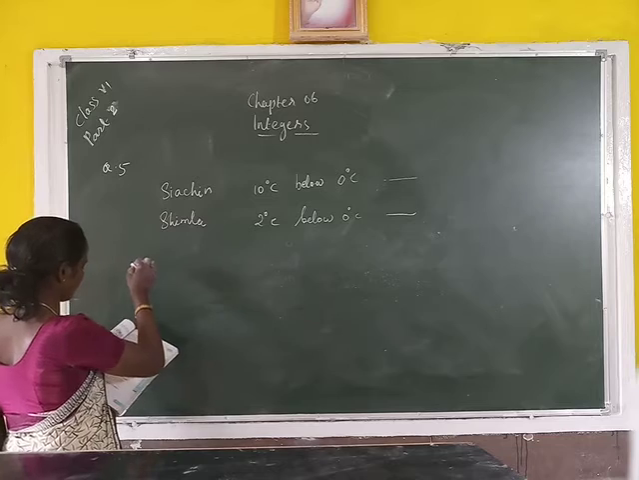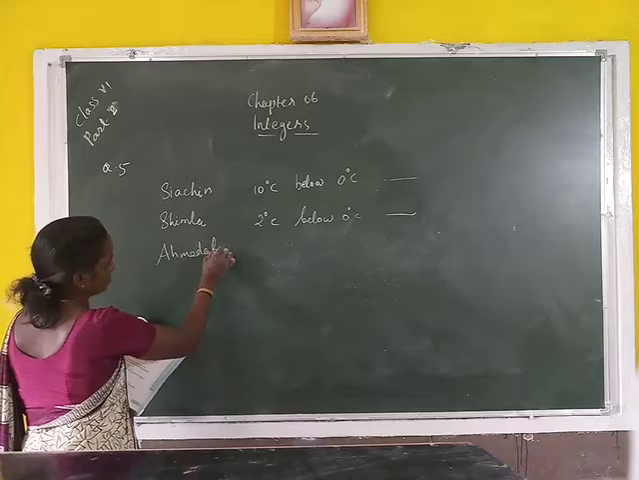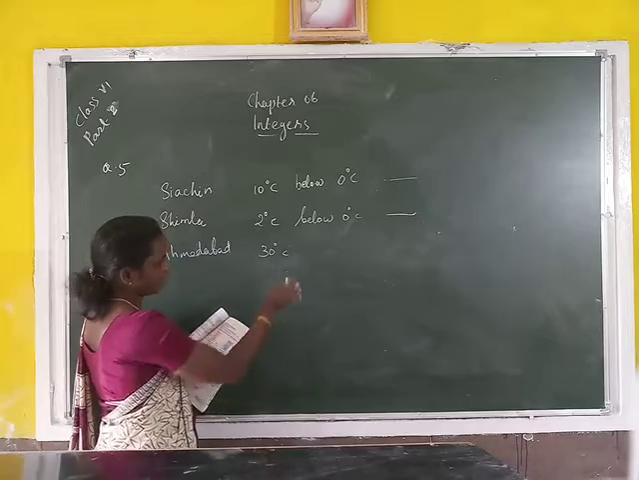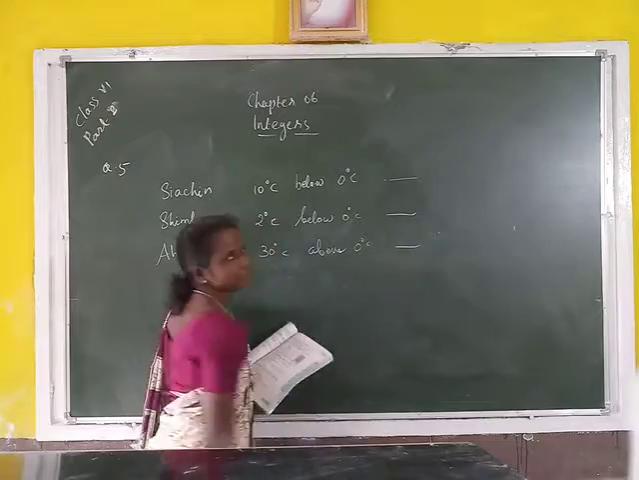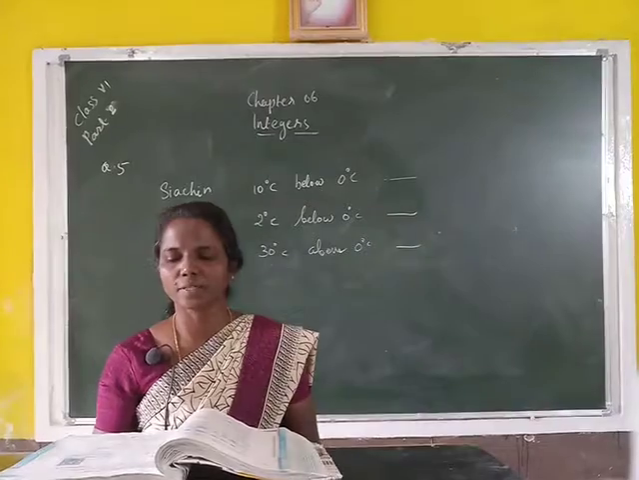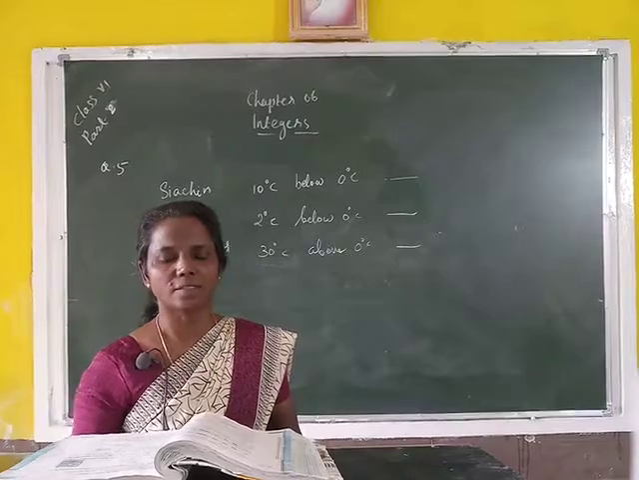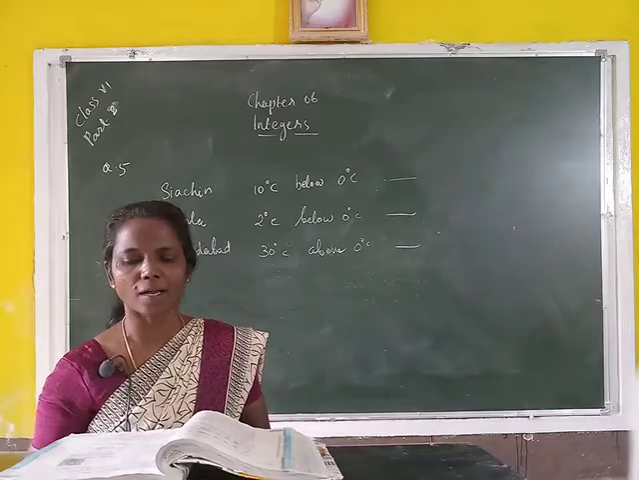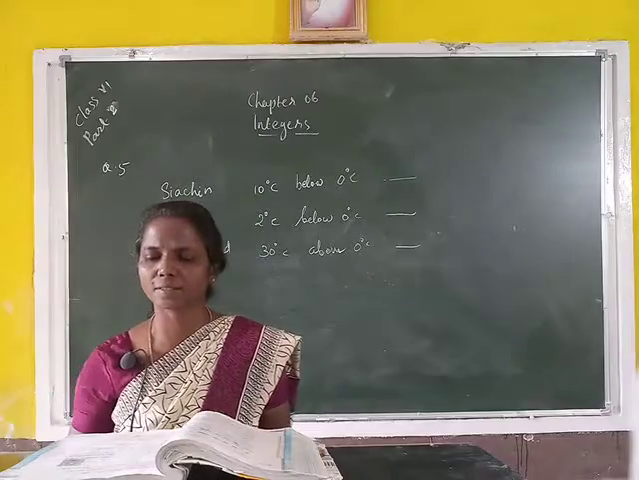The next, Ahmedabad, 30°C above 0°C, and Delhi 20°C above 0°C, Srinagar 5°C above 0°C. So then first question, write the temperature of this place in the form of an integer in the blank column. There is a blank column given in your textbook. You write its integers in the blank.